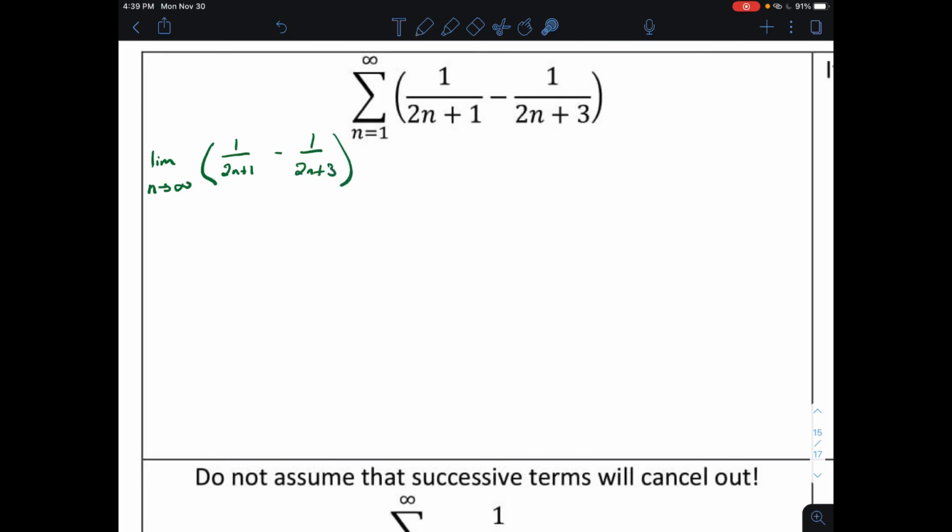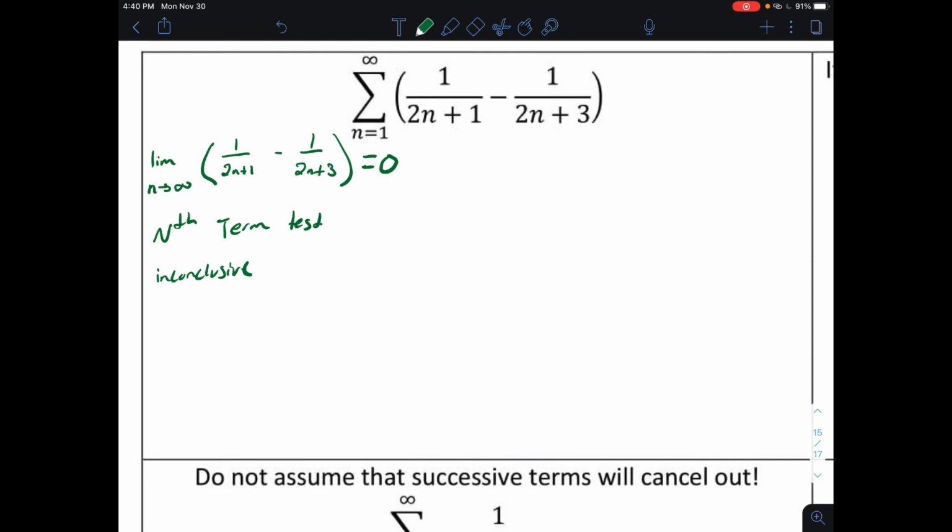Now, I can do this graphically when I graph it and see if the graph is going to the x-axis, or I can do it by just logistically looking at what's happening as I increase the size of n. As I keep increasing the size of n, 1 divided by 2 times n plus 1 is approaching a value of 0. And then minus 1 over 2 times n plus 3, as n continues to get bigger, this value becomes 0 as well. So the limit equals 0, which means that the nth term test is inconclusive, which means that I don't know if it converges or diverges.